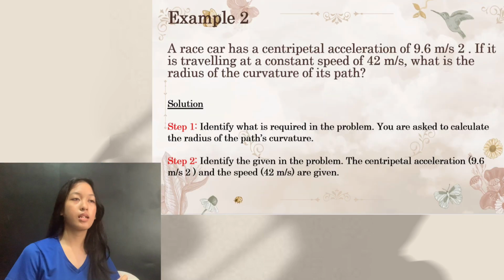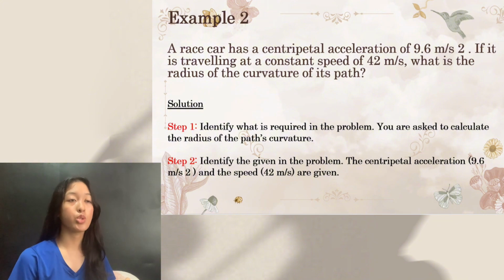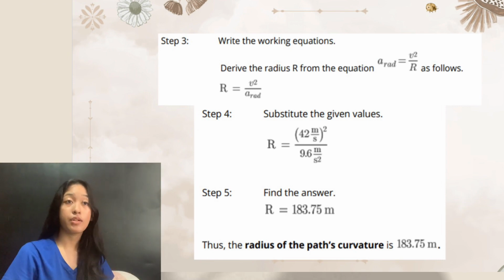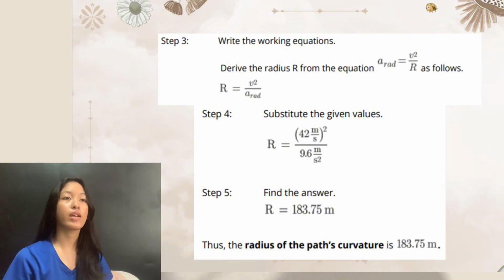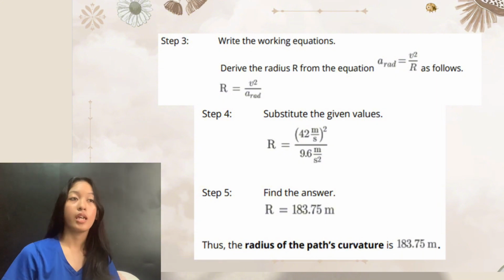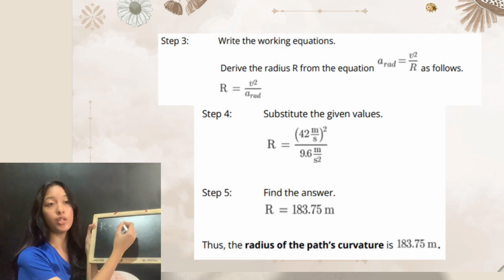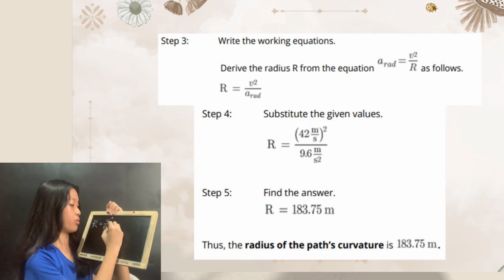So, the second example: a race car has a centripetal acceleration of 9.6 meters per second squared. If it is traveling at a constant speed of 42 meters per second, what is the radius of the curvature of its path? In the problem, we need to find the radius of curvature. The given is the centripetal acceleration of 9.6 meters per second squared and the speed of 42 meters per second. The formula is centripetal acceleration equals speed squared over radius. Since we are looking for the radius, we derive the formula: radius equals speed squared over centripetal acceleration.